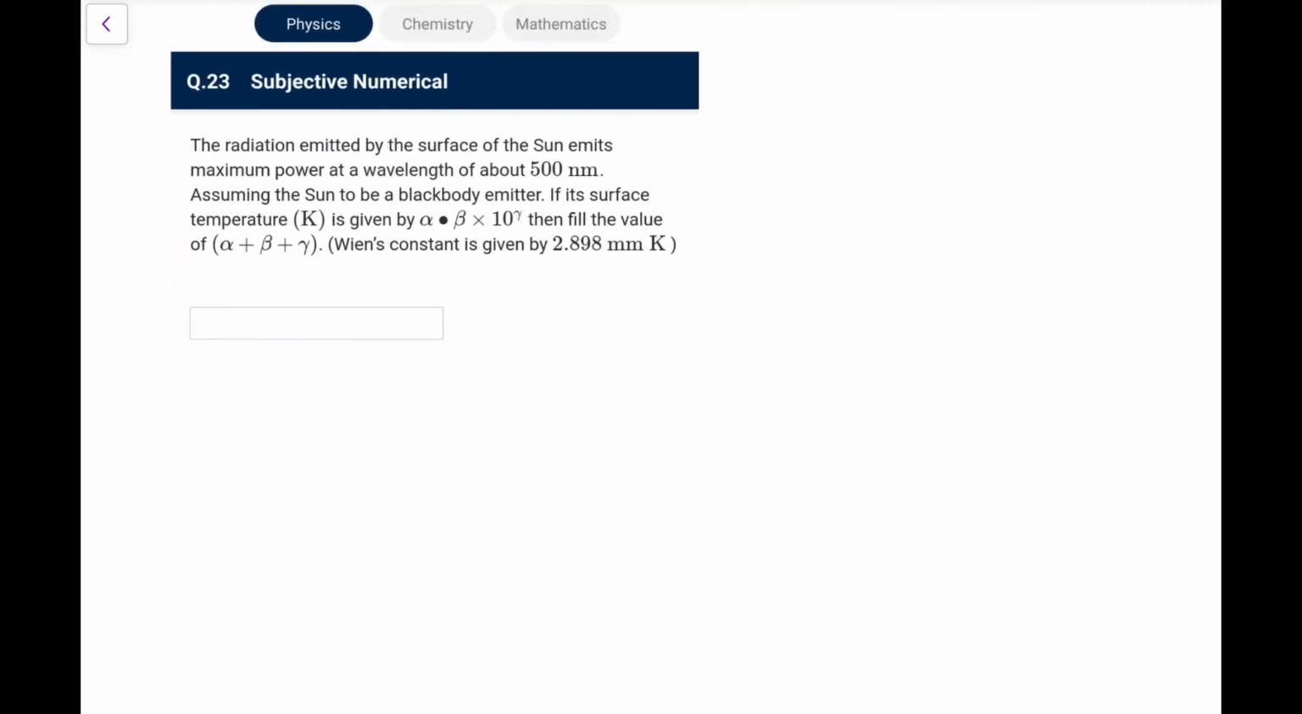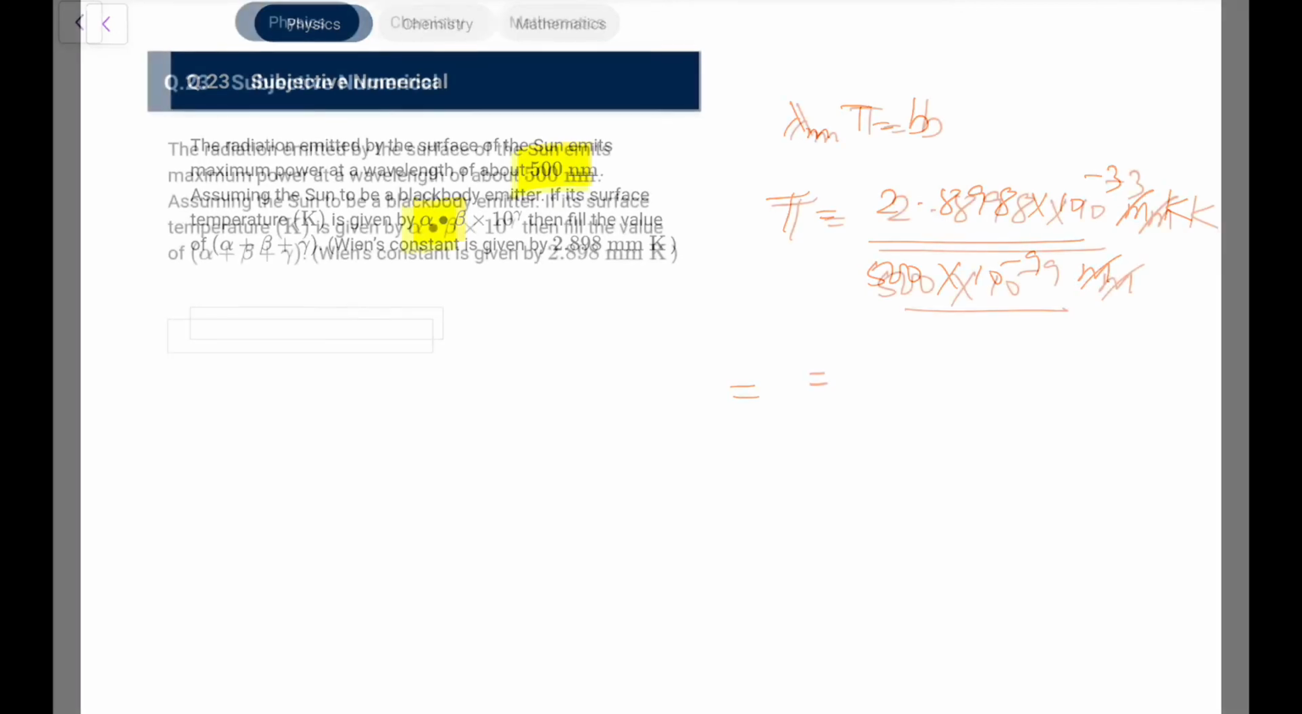Next, the radiation emitted by the surface of the sun emits maximum power at a wavelength of about 500 nm. Assuming sun to be a black body emitter, if the surface temperature is alpha dot beta into 10 to the power gamma, find the value of this. Okay, so we know lambda m T equals b, so T is b over lambda m, that is 2.898 millimeter Kelvin. Millimeter means 10 to the power minus 3 meter Kelvin, divided by 500 into 10 to the power minus 9 meters. So meter cancels.